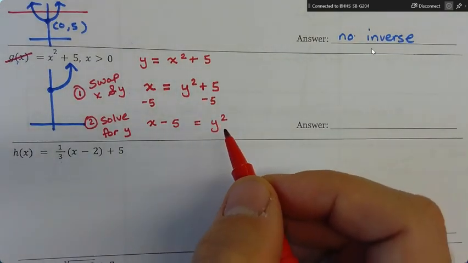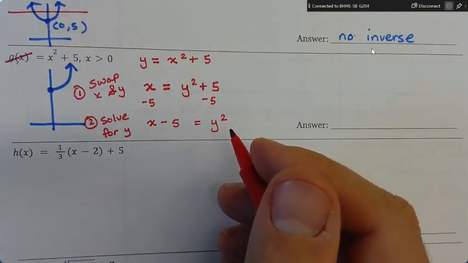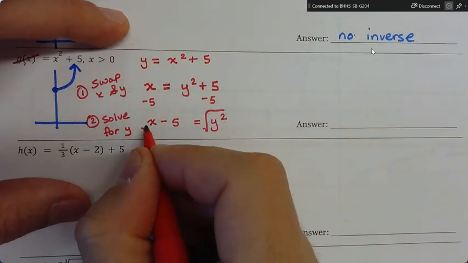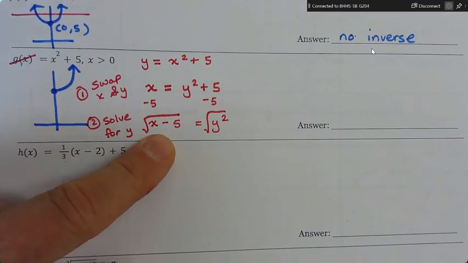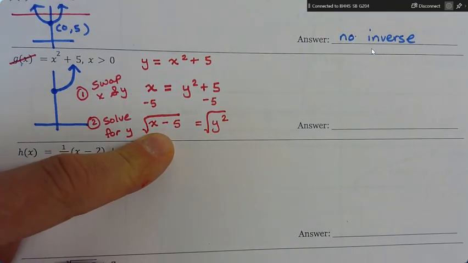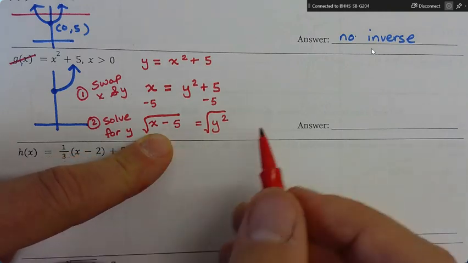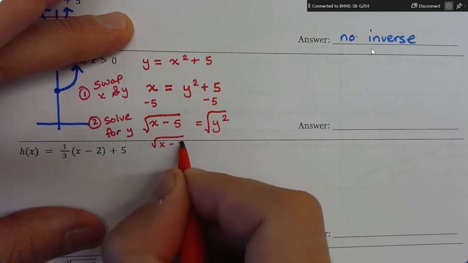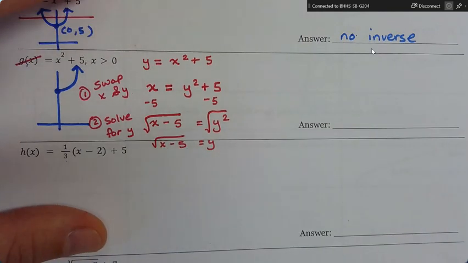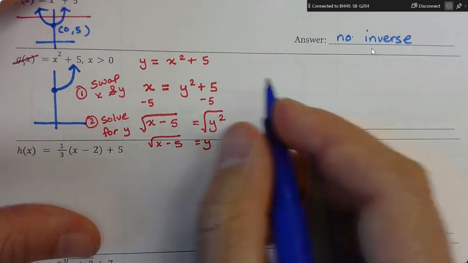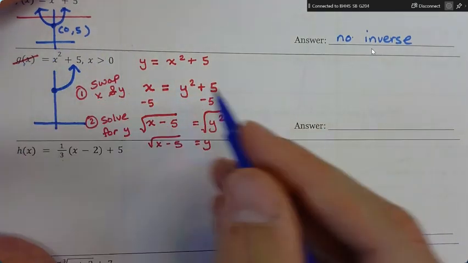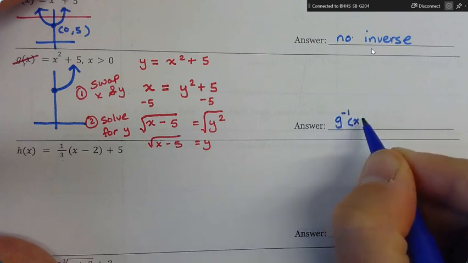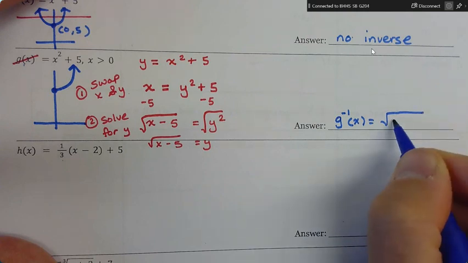Is y by itself? It's close. It's still got that squared there. How are we going to get rid of that squared? You're going to square root both sides. Now, I know that usually when we square root, you get a plus or minus. But here, because it's a function, you're just going to get the plus. So you're going to get square root of x minus 5 is equal to y. And then here's how I want you to write your answer. The original function was g, so this is going to be g inverse of x is equal to the square root of x minus 5.